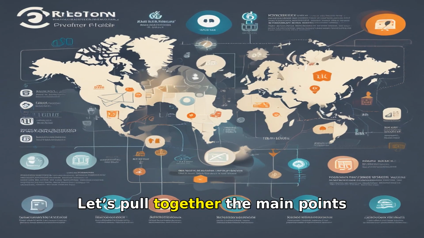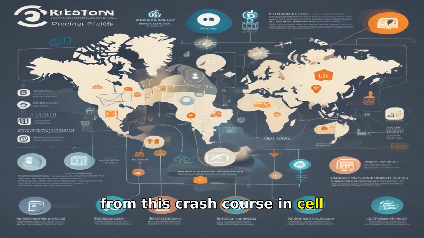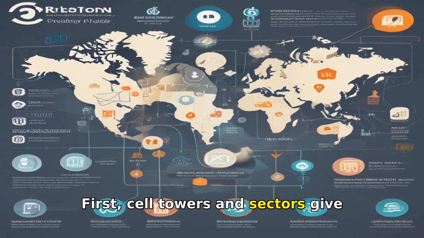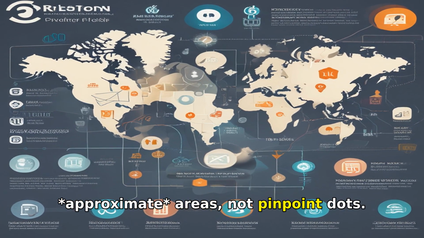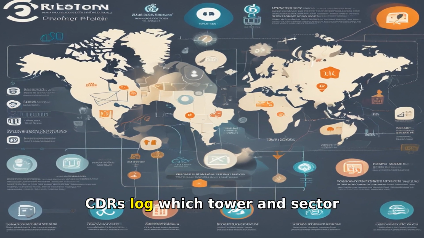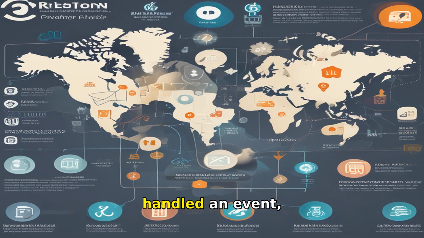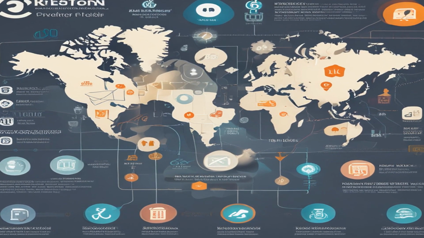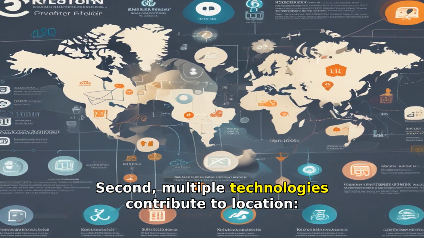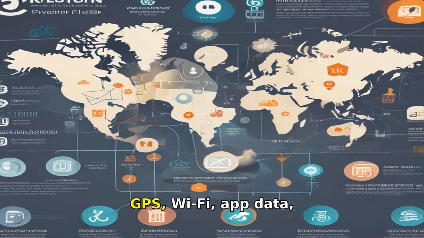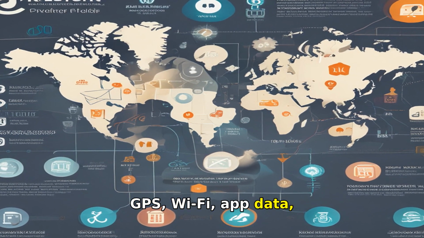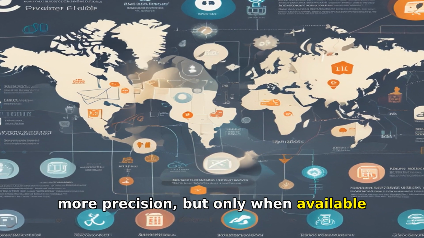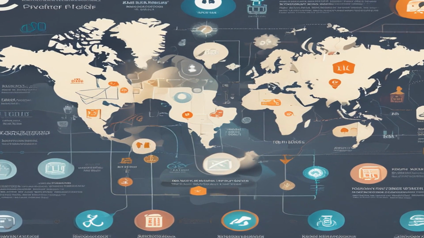Let's pull together the main points from this crash course in cell phone forensics and location data. First, cell towers and sectors give approximate areas, not pinpoint dots. CDRs log which tower and sector handled an event, and analysts infer a likely region from that. Second, multiple technologies contribute to location. GPS, Wi-Fi, app data, and sensor fusion can add much more precision, but only when available and properly interpreted.